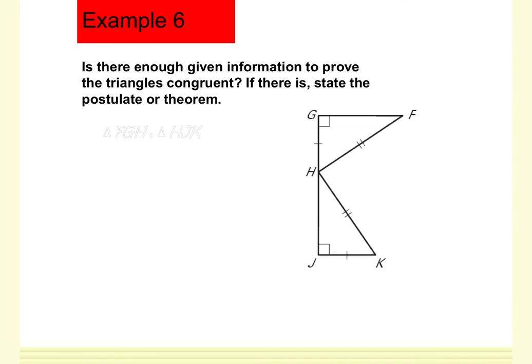All right, this one says, is there enough information given to prove that the triangles are congruent? If there is, state the postulate or theorem. And that says F, G, H, and H, J, K. I know it's hard to see.